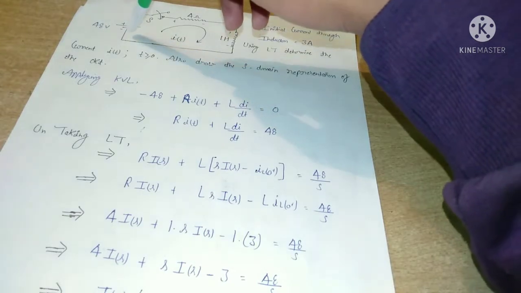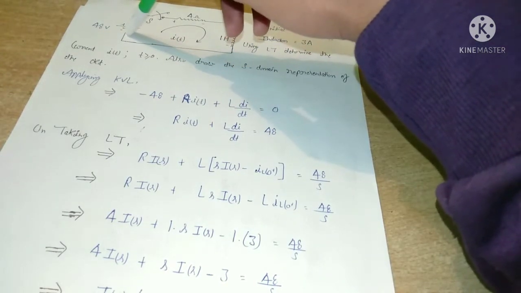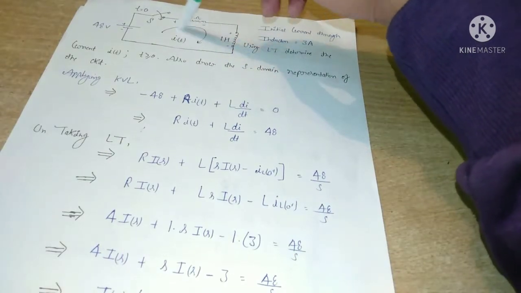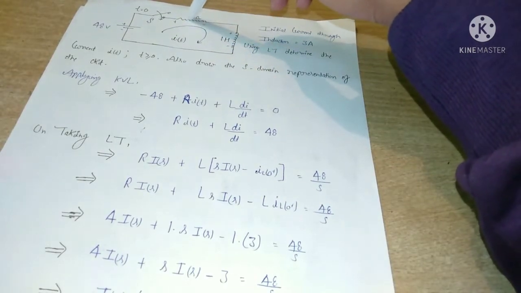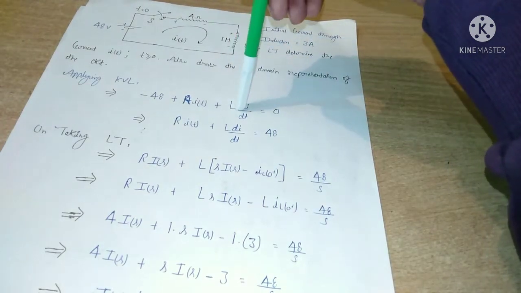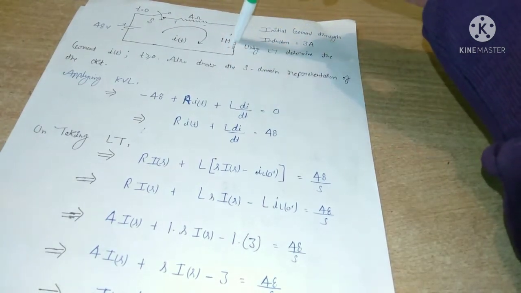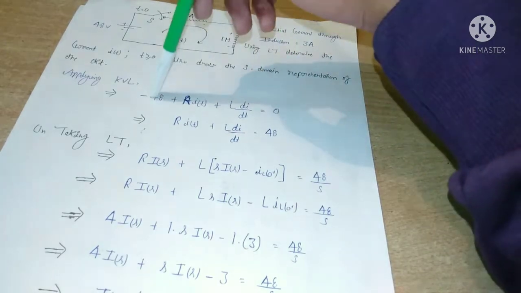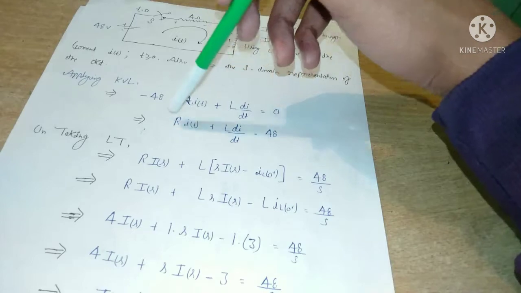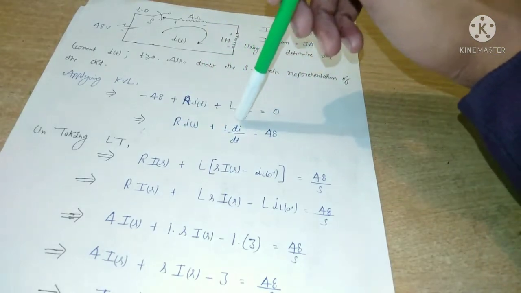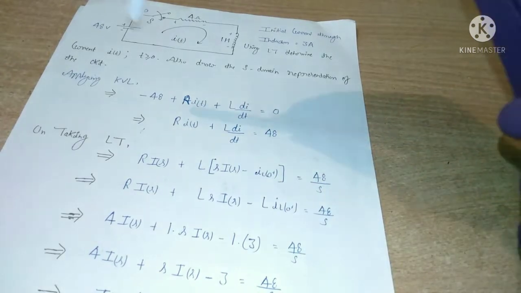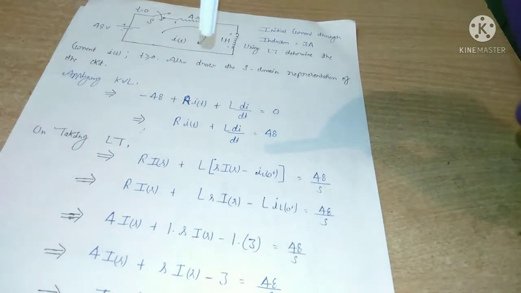If we take minus 48 volt and go to this positive terminal, then i(t) gives the voltage across the resistor, and going to this side positive terminal, L di by dt is the potential difference across the inductor, equal to 0. Now this minus 48 goes to this side. The remaining equation is R i(t) plus L di by dt is equal to 48.